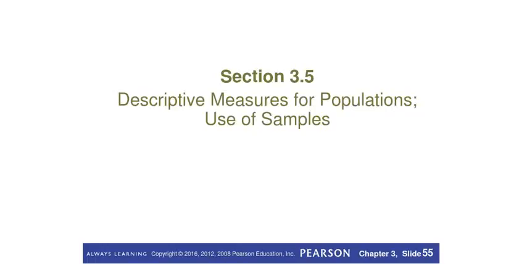In our last video for this chapter, what we want to do is talk about descriptive measures for populations and how we might use samples to help us tell something about those populations, given our averages, given our standard deviations, and given all the other information that we've been given. So now let's put it together, right?